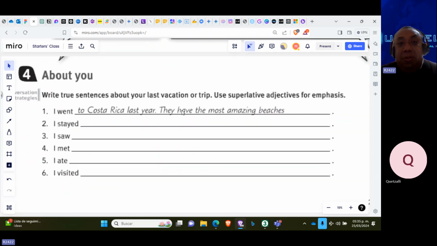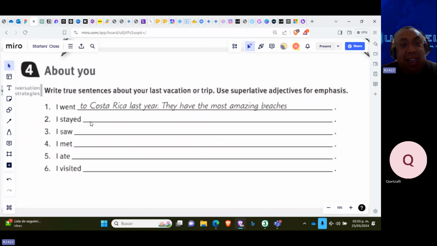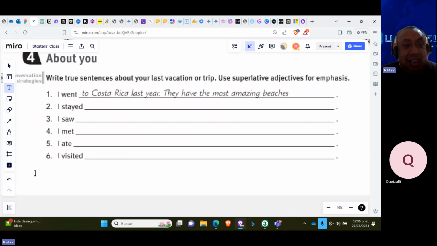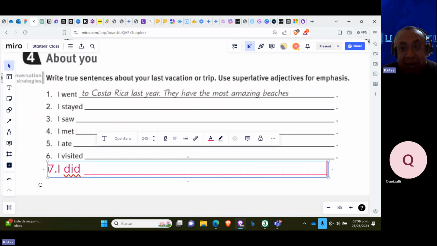It says, write true sentences about your last vacation or trip. Use superlative adjectives for emphasis. For example, I went to Costa Rica last year and they have the most amazing beaches. I stayed, I saw, I met, I ate, I visited. Allow me to write one more. For example, we can say number 7, it says I did. Okay, I did. Very good.